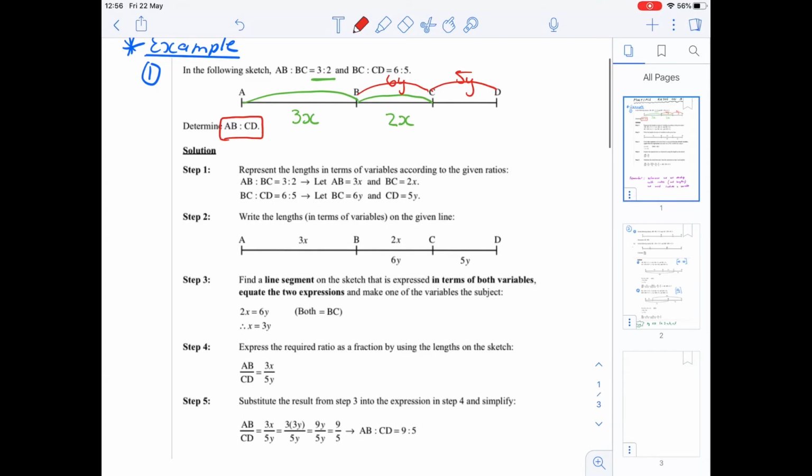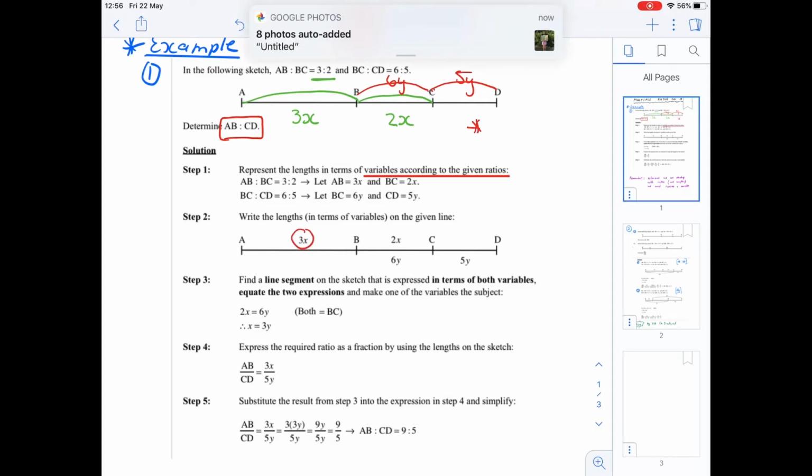They've set it out very nicely in five steps. So firstly, we want to represent the lengths in terms of variables according to the given ratios. So AB is to BC. And I've done it on this original sketch over here. And it's very important to visualize it. So there we've visualized it, and we've called it 3x, and we've called it 2x, and we've called it 6y and 5y. Okay, so we've labeled it clearly.